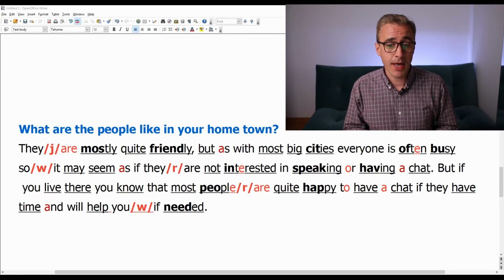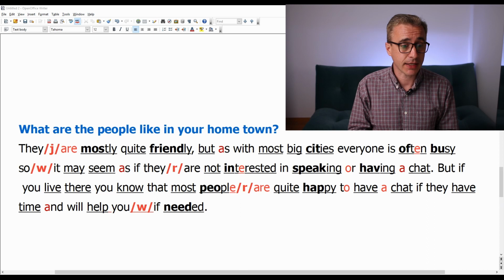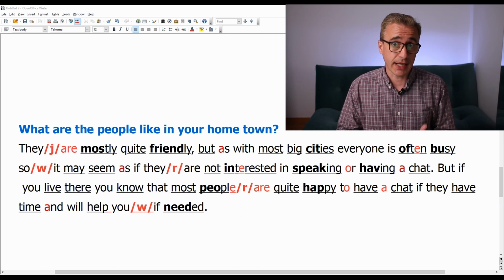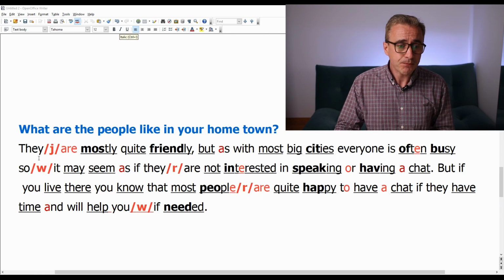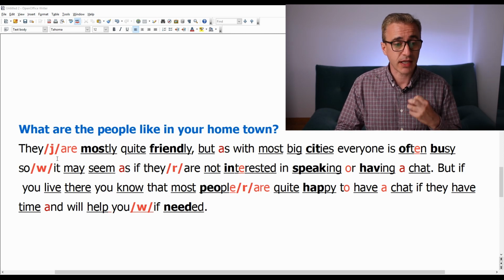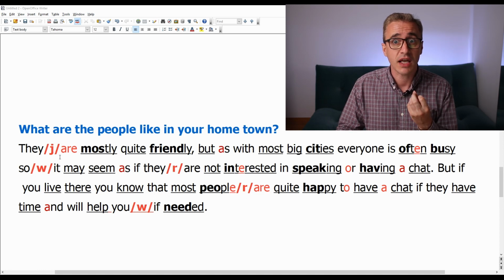Okay, so with the final response, we've already put in the stress patterns. We've also put in the schwas, or most of them, and how we're going to link some of these words together. So let's look at the linking first, or the connected speech. So as you can see here, it's that y sound again. They are, they are.